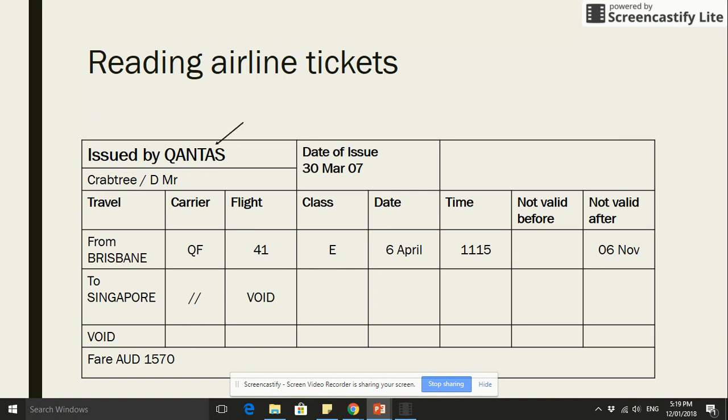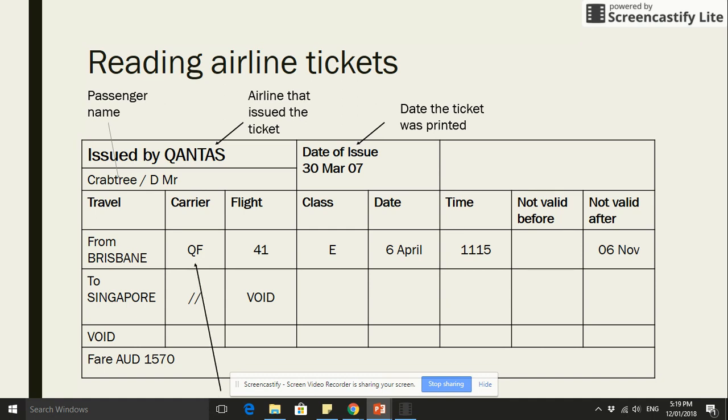So first of all, this is the airline. It's issued by Qantas, so you know that Qantas were the people that actually issued the ticket. We then have the date the ticket was printed, so date of issue, the actual date it was printed. Then we have the passenger name, and as you can see, it's Crabtree / D Mr. So if it was me, it would be Millard / B Mrs. Okay, that's the way they do it.